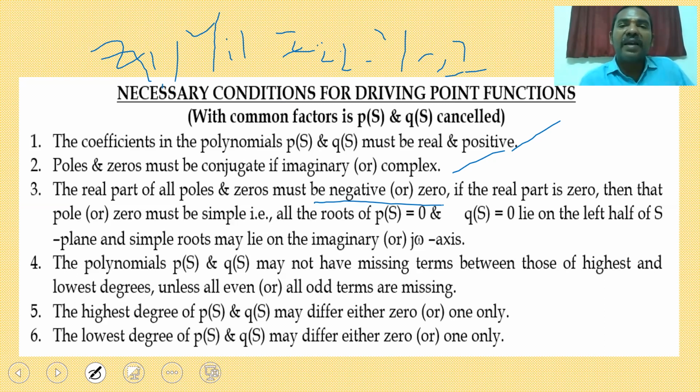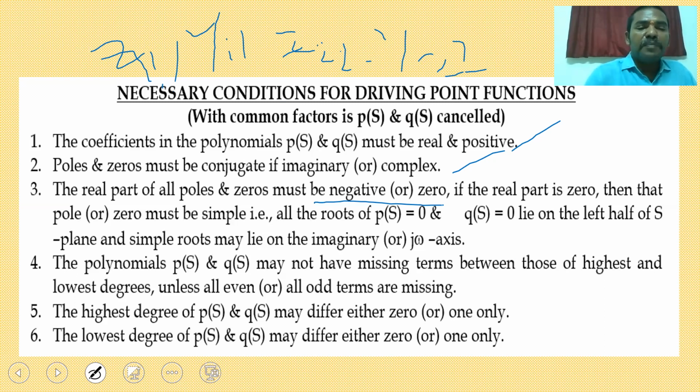So if the equations are like that, then all the roots must be lying on the left half of the s plane, and also some of the roots, as s is equal to 0, are lying on the margin. So that is at the margin axis or at the origin. So that is also a stable system.